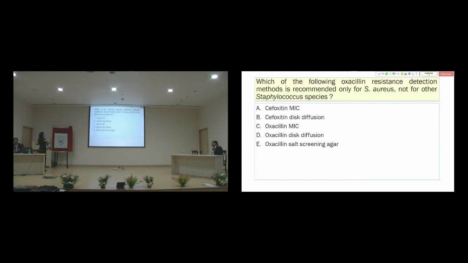This is the next question. Which of the following oxacillin resistance detection methods is recommended only for Staph aureus, not for other Staphylococcus species?